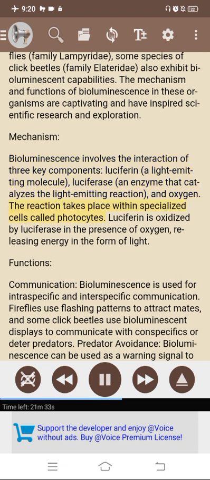Bioluminescence involves the interaction of three key components: luciferin, a light-emitting molecule, luciferase, an enzyme that catalyzes a light-emitting reaction, and oxygen. The reaction takes place within specialized cells called photocytes. Luciferin is oxidized by luciferase in the presence of oxygen, releasing energy in the form of light.